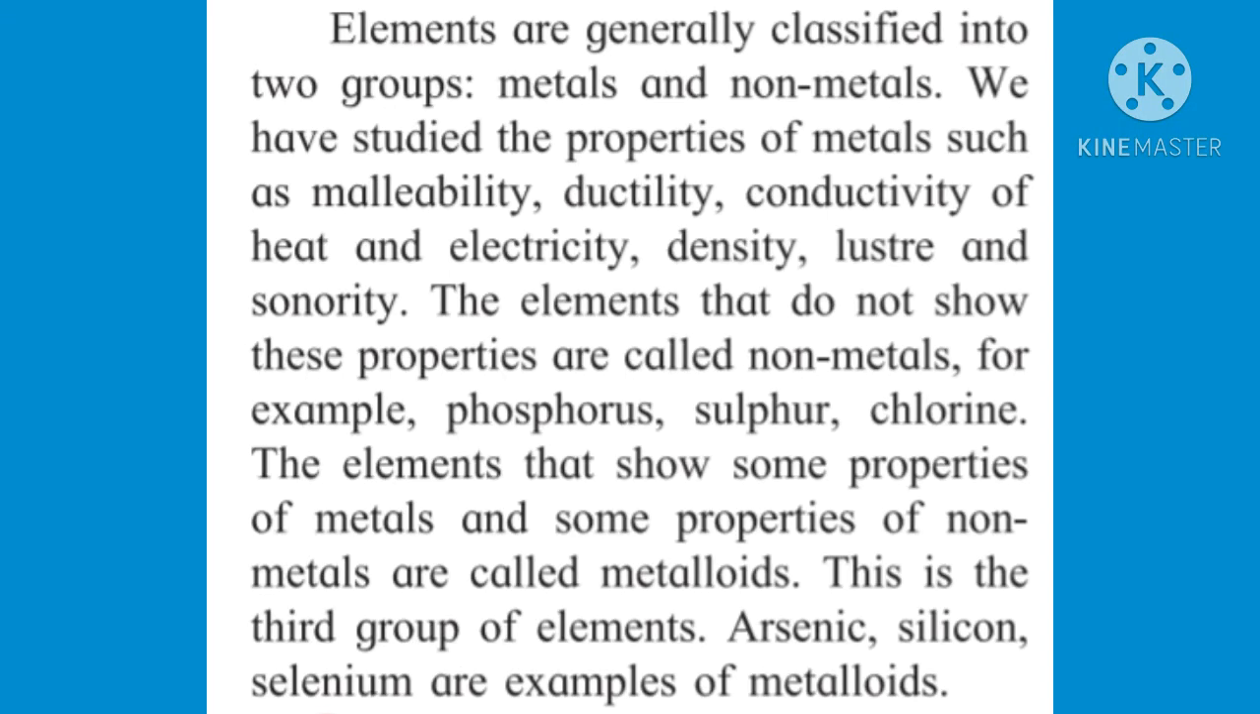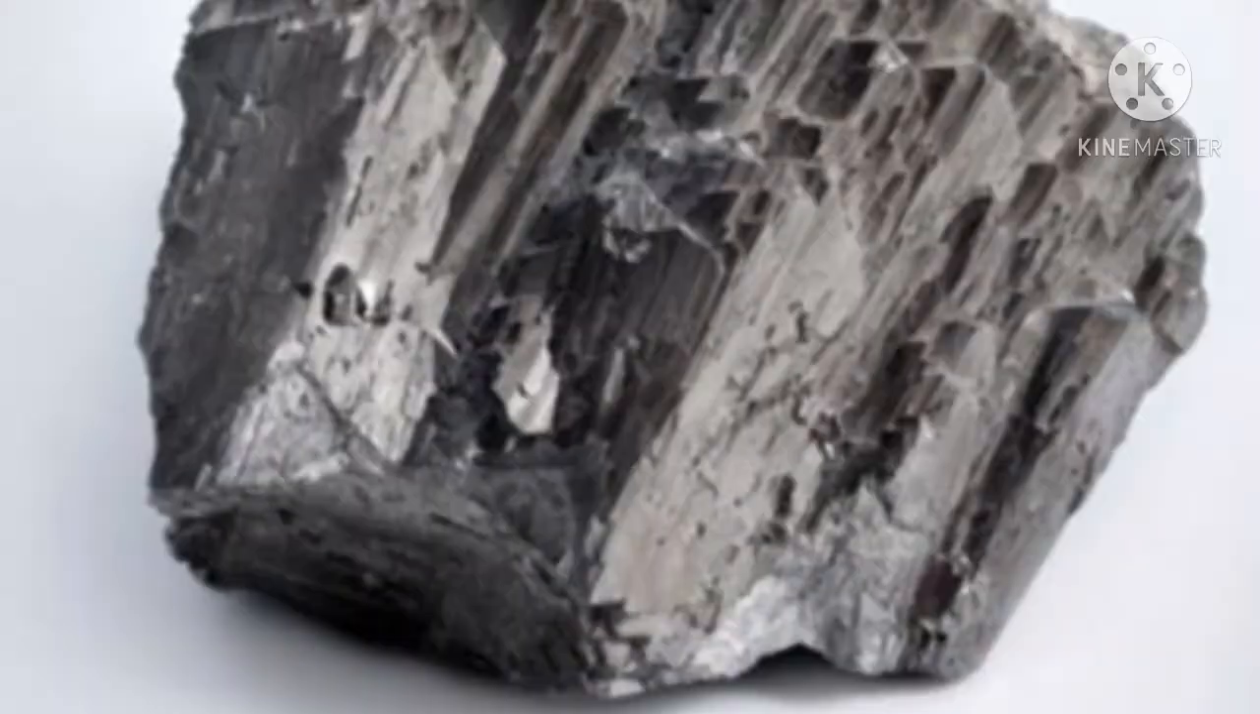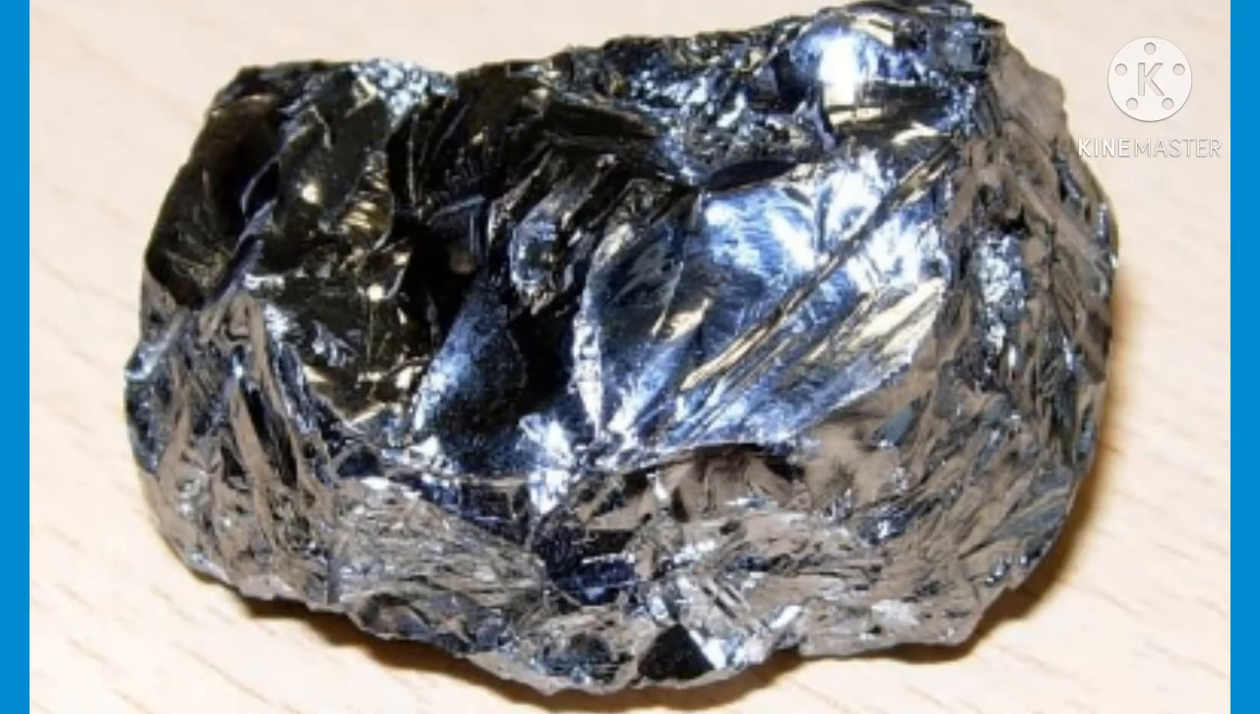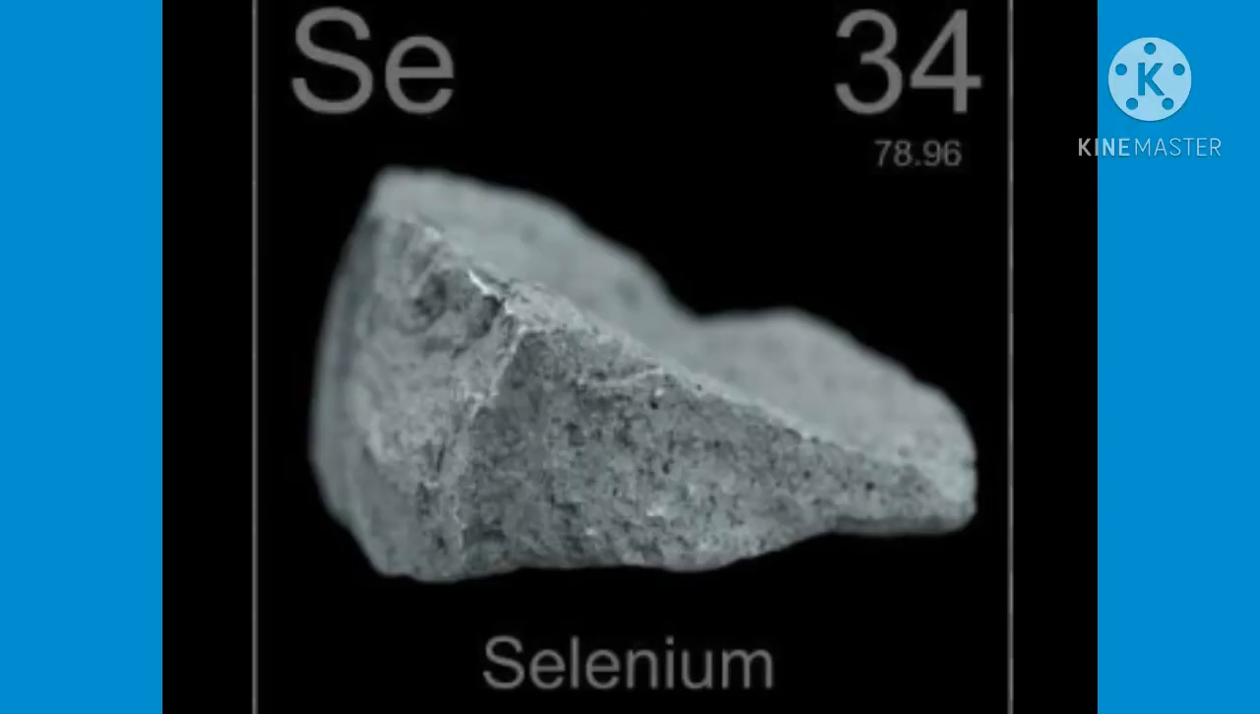The elements that show some properties of metals and some properties of non-metals are called metalloids. This is the third group of elements. Examples of metalloids are arsenic, silicon, selenium, etc.